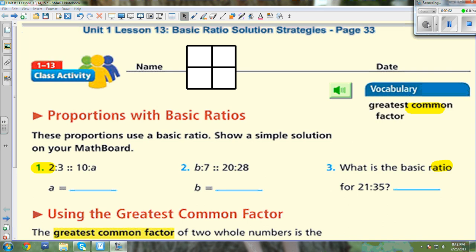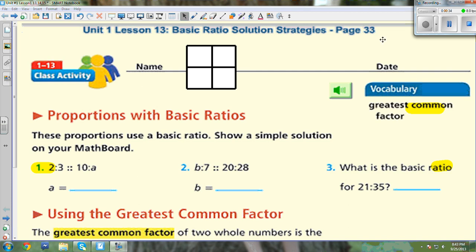Well, welcome back. We will be starting lesson 13 of Unit 1, Basic Ratio Solution Strategies, page 38. So now after 12 lessons, you have hopefully some different ways of solving proportions or basic ratios. Whatever way you feel most comfortable is what I would stick to, unless the problem asks, for example, for you to create a factor puzzle, then you'll need to create a factor puzzle to solve the problem.